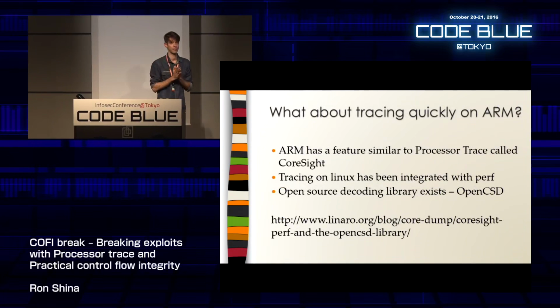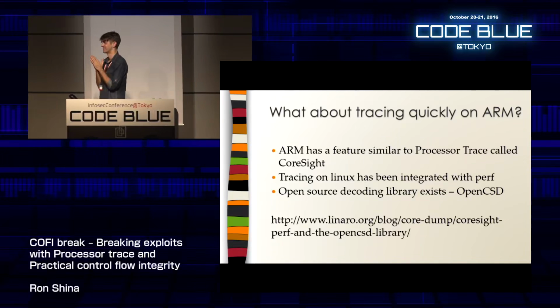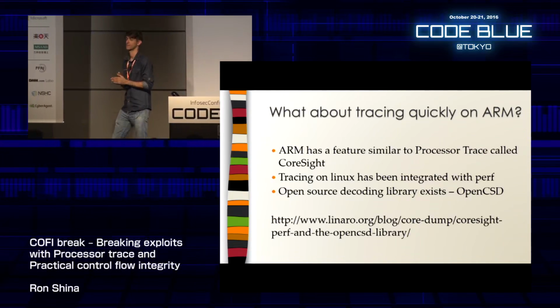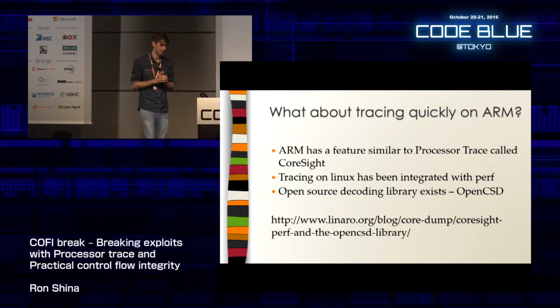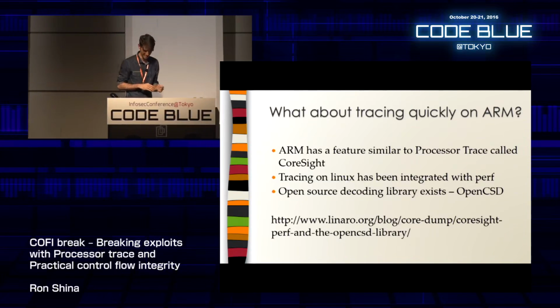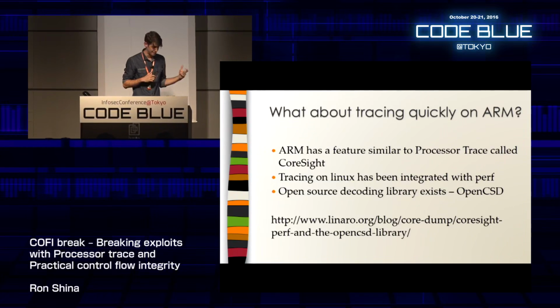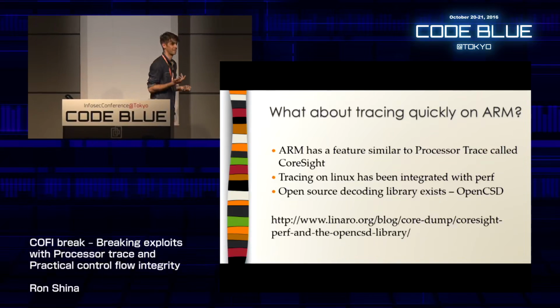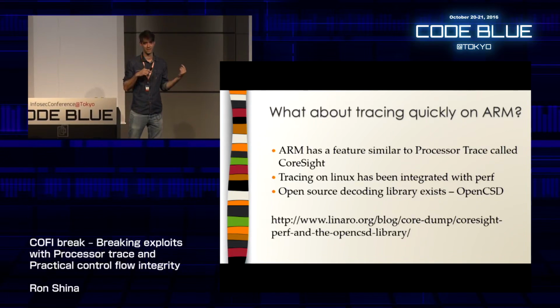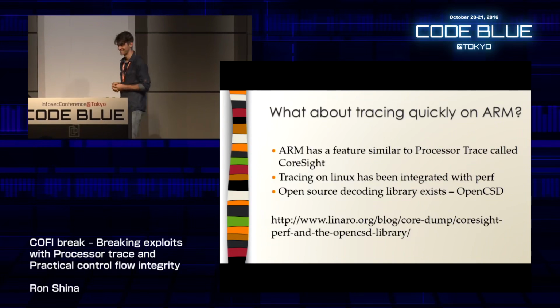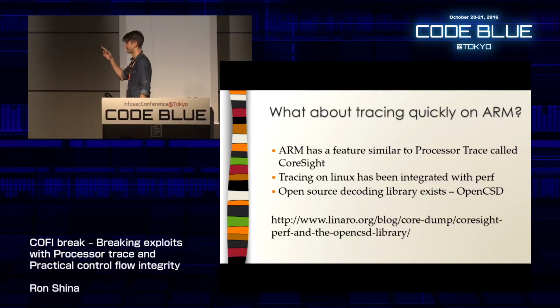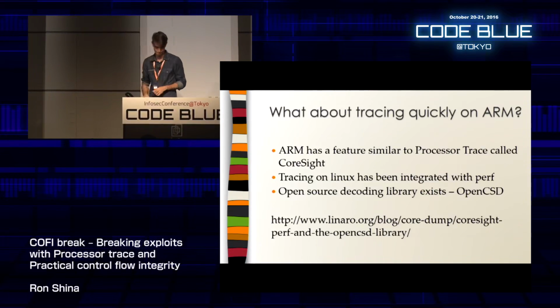So how about tracing quickly on ARM? There's a very similar feature to processor trace on ARM. It's called CoreSight. The integration with perf has already been done, or at least part of it, by Linaro. Again, you need some sort of library to decode the packets, and there is an open source one named OpenCSD, and you could just go to that link to find out.